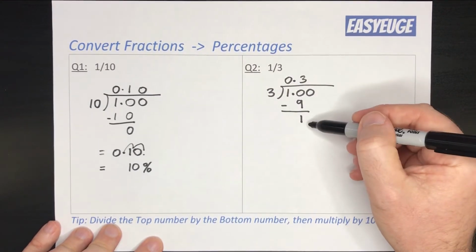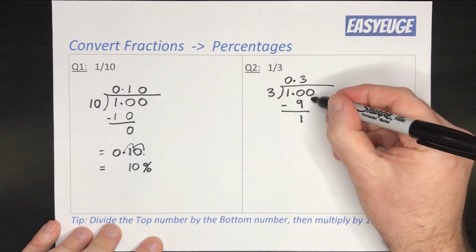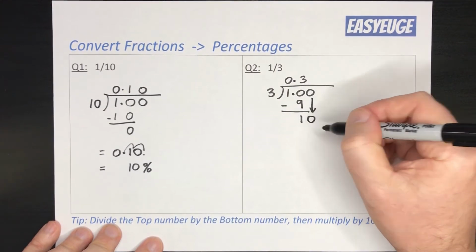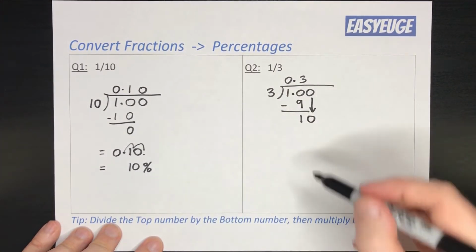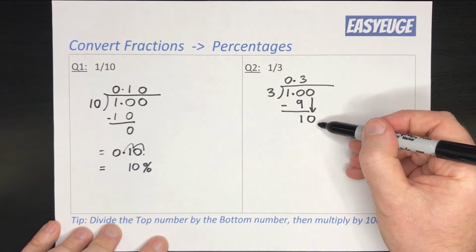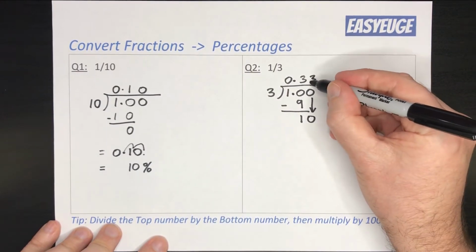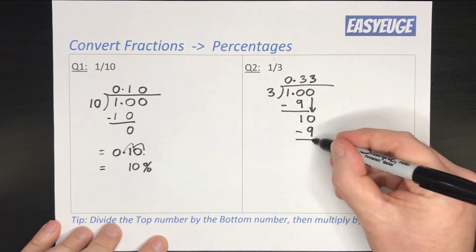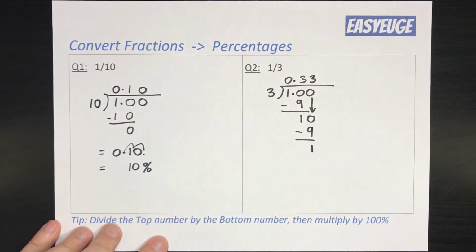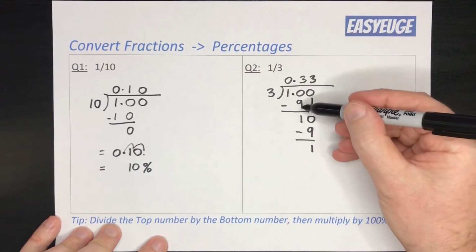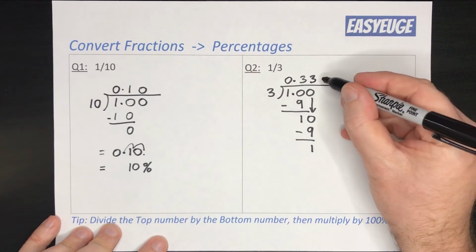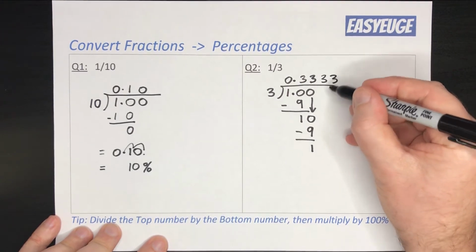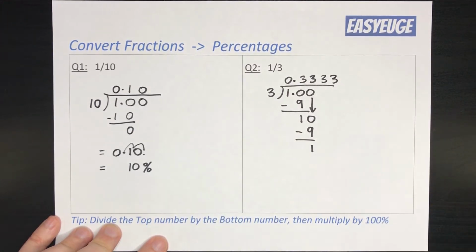Will 3 divide into 1? No, it won't. So we'll drag down the 0, and 1 becomes a 10. Will 3 divide into 10? Yes, it will. It will go in 3 times. 3 times 3 is 9. 10 take away 9 is 1, so that's the remainder. And I think I've spotted a bit of a trend. This is going to continue on with lots and lots of 3s the more I divide. And it will divide on forever.